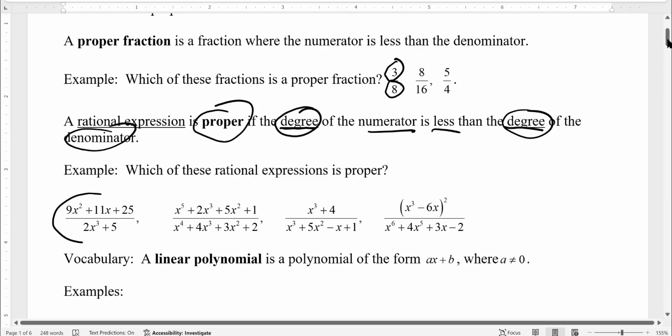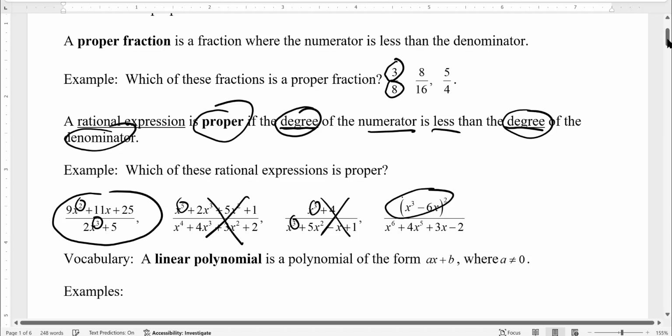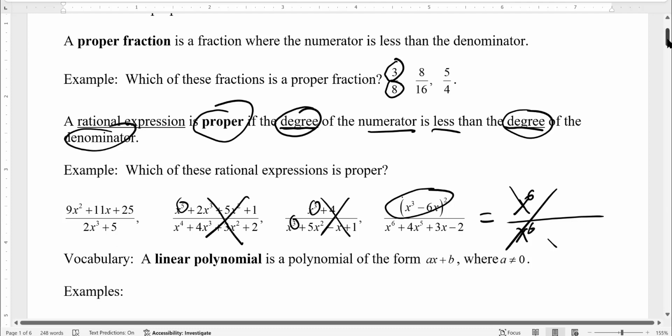So for instance, this is a proper fraction because the degree of the top is less than the degree of the bottom. This is not a proper fraction because the degree on the top is larger. This is not a proper fraction because the degrees are equal. And this is not a proper fraction because if you actually multiply out this numerator, it's going to have an x to the sixth term. The denominator has an x to the sixth term, and so again, they're equal. So this is the only one where we have a proper fraction.